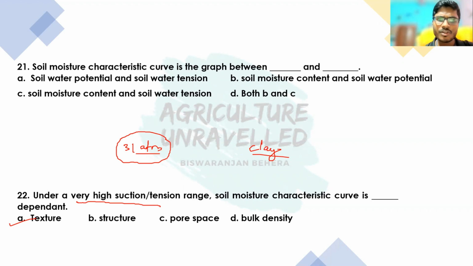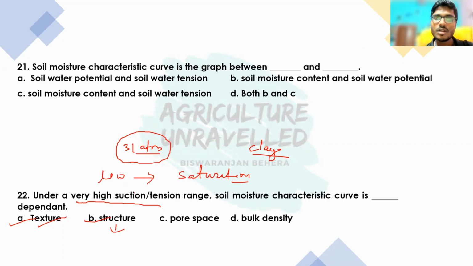But in case of very low suction or tension range, that is near to saturation, at this stage the texture does not have a definite role, because here the major role is played by the soil structure. So the soil structure is the correct answer if the question is about the low suction or tension range, and if the question is about high suction or tension range, then the correct answer is soil texture.